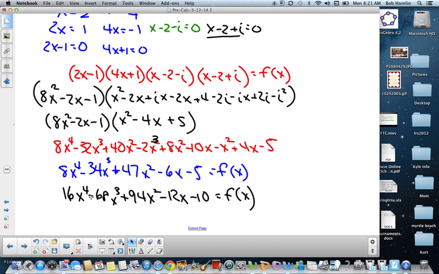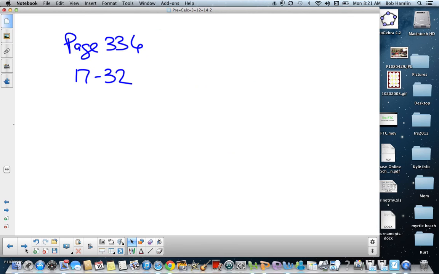Alright, so this is what you're going to be working on this evening, including these imaginary parts for zeros to get your functions. So here's your assignment for tonight, page 336, 17 through 32. Make sure you show all the steps that you've seen here, and hope things all work out well, and help each other out along the way.